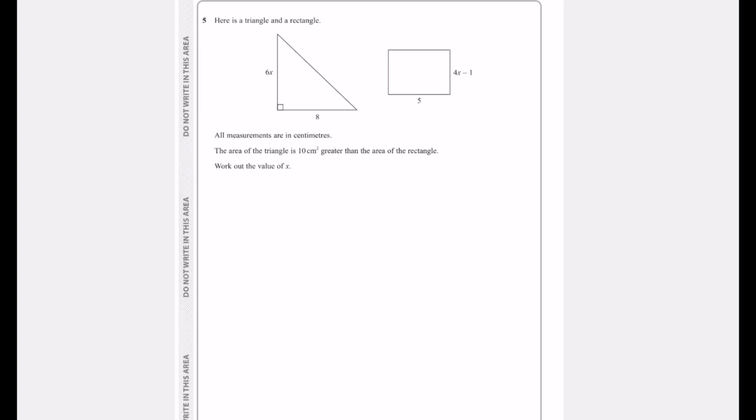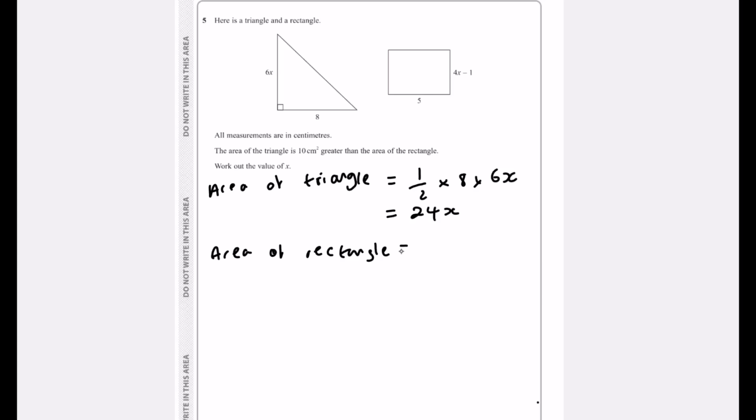Question 5. Here's a triangle and a rectangle. All measurements in centimetres. The area of the triangle is 10 centimetres squared greater than the area of the rectangle. Work out the value of x. So it's areas. The area of the triangle is half times the base times height. Half times 8 times 6x. Half of 8 is 4. 4 sixes are 24. So 24x. And the area of the rectangle, just base times height. So 5 times 4x minus 1.